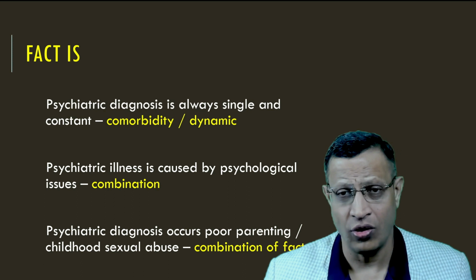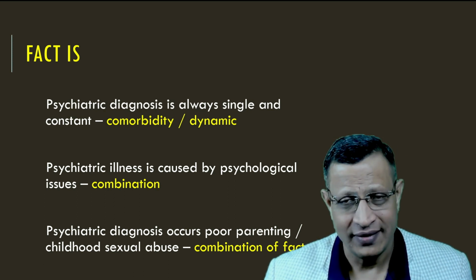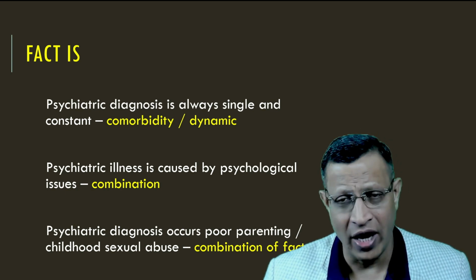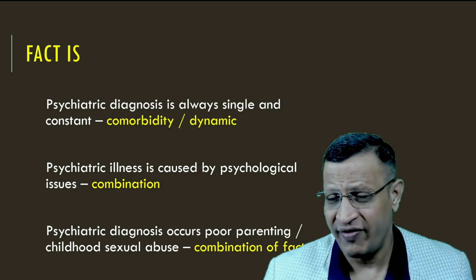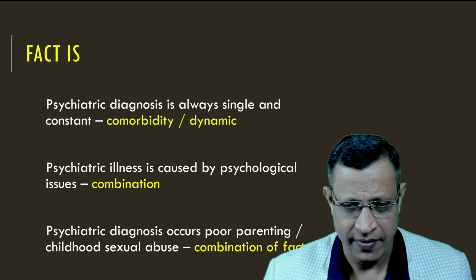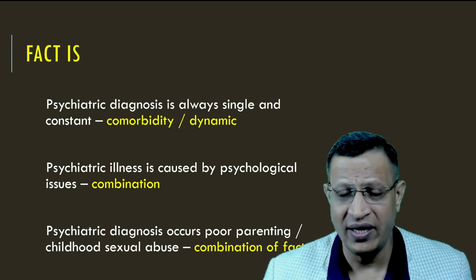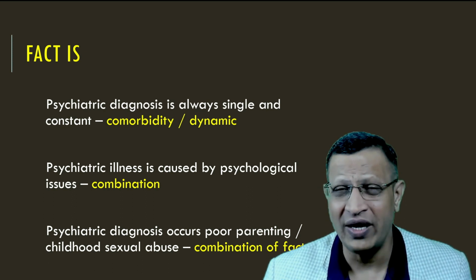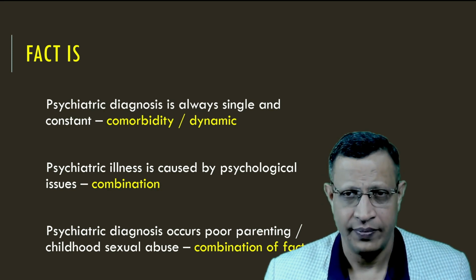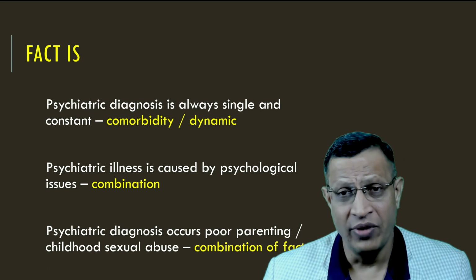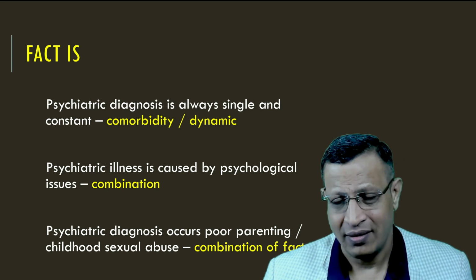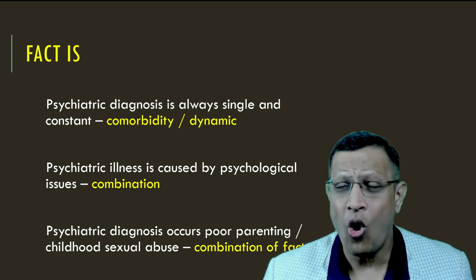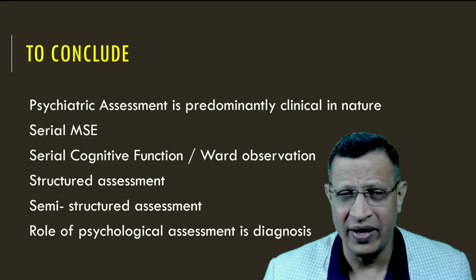Psychiatric illness is caused by psychological causes only. Sorry to say that, it's a myth. The truth is, it is a combination of factors: biological factors, social factors, environmental factors, and of course, predisposing factors, what she had mentioned earlier, and precipitating factors. Psychiatric diagnosis occurs because of poor parenting or childhood sexual abuse. This is, to some extent, maybe true, but it is a very, very reductionistic approach. It is a combination of factors, which I had mentioned clearly: genetic vulnerability, environment, trauma, parenting. All the combination of factors plays a role in the development of psychiatric illness.